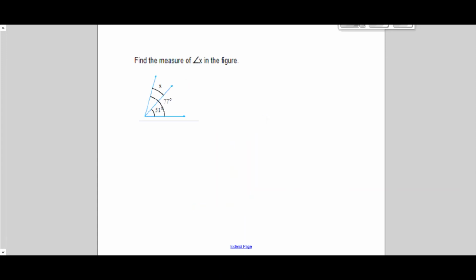Find the measure of angle X in the picture. They show you in the picture, this is similar to one in your Math Excel, that the whole angle is 77. So you know it's 77. This little piece is 51. So if I want to find how much x is, I'm just going to subtract 51 from 77. So this is 26 degrees. So this little angle is 26 degrees. And we can always double check. If I add 51 and 26, I get 77.